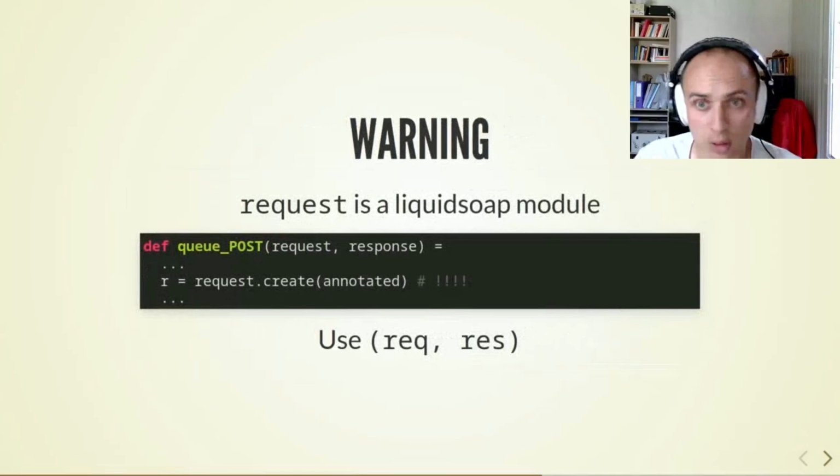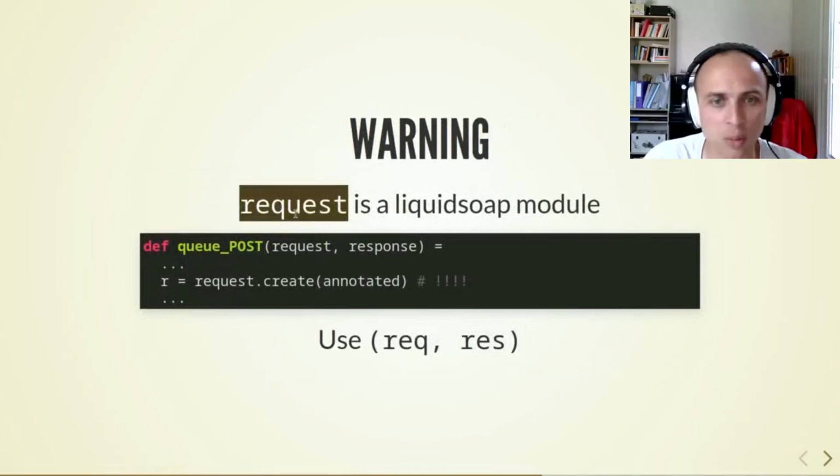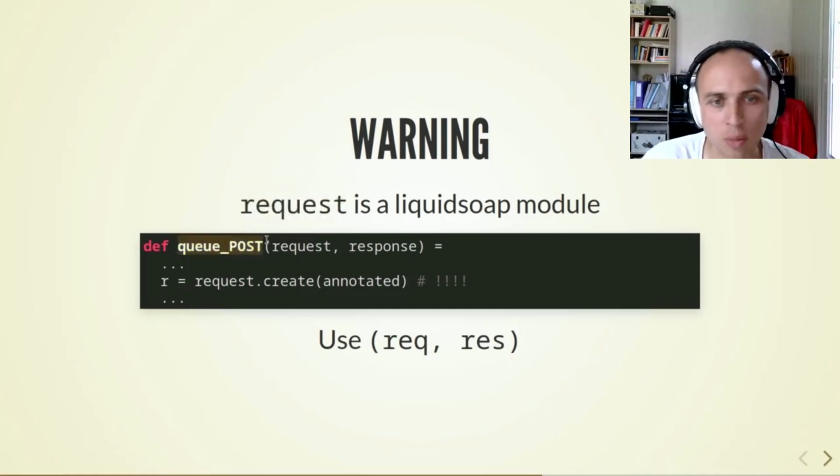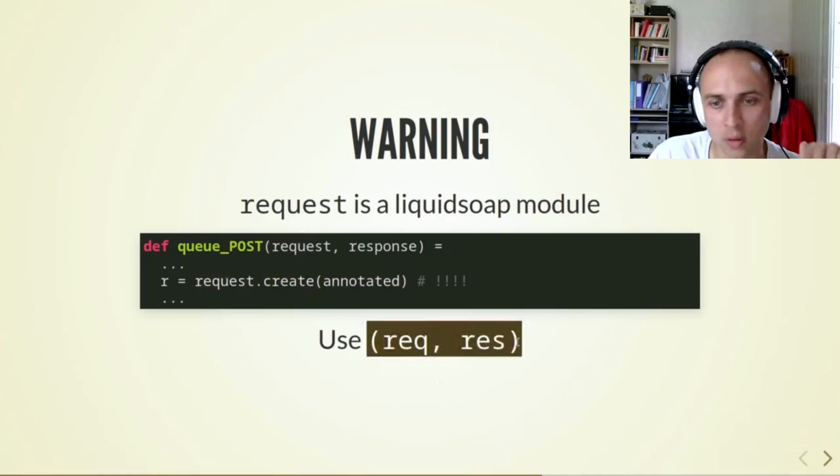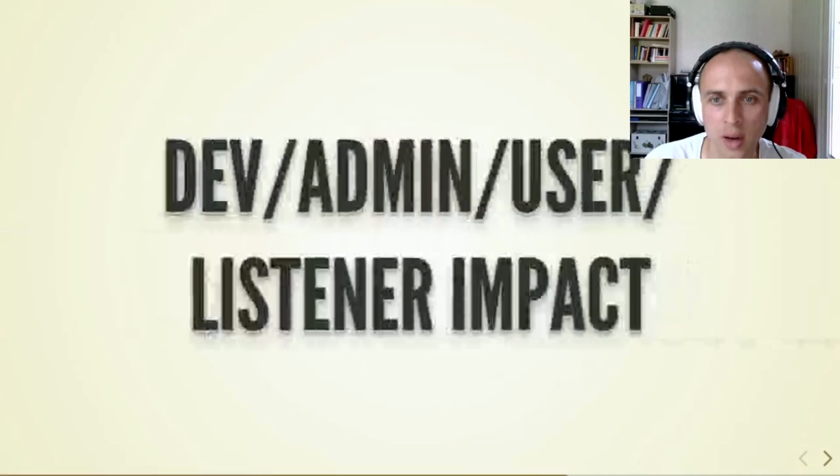Just a warning for fellow web developers: be careful that request is a Liquidsoap module. That's obvious, but I've been in that trap more than once. Many web frameworks in other languages write their handlers with request and response arguments, so initially I wrote exactly this. The problem is that then request is the HTTP request object, and usually when I'm writing request.create with a path, that's a Liquidsoap request. So just to be sure, the convention I chose was to always use req and res, the shorter versions, for the HTTP endpoints, so now everything's fine.